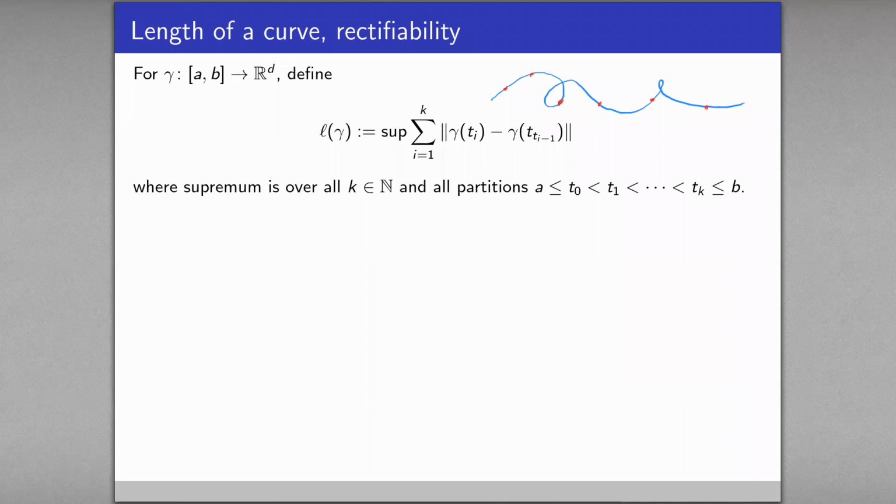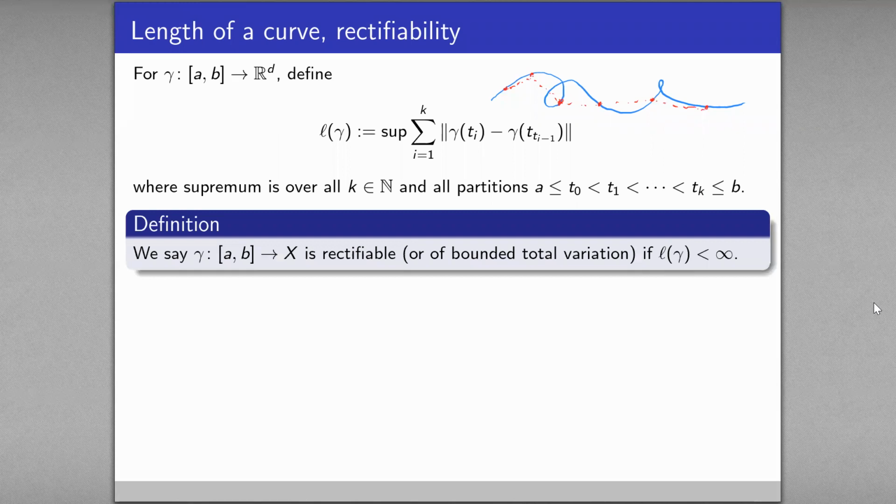And then what this summation is, is these successive distances. This distance plus this distance. And then you take the supremum, which is, you look at the largest number you can get. And if that largest number is finite, you call this curve rectifiable, or you say that it has finite length, or you say that it has bounded total variation. And the relation to the BV theory will be apparent in future videos.